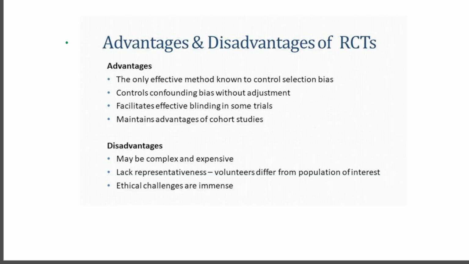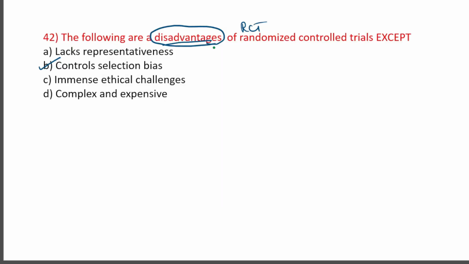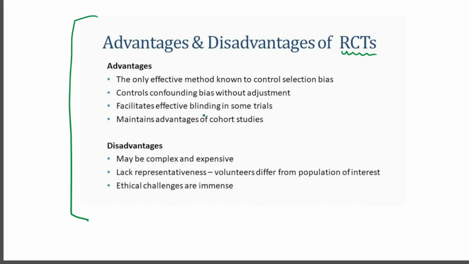Now let us have a clear overview of the advantages and disadvantages of RCTs, that is, randomized controlled trials. All the students, please be perfect with the advantages and disadvantages. First we will finish our question. The following are the disadvantages of RCT except that it controls the selection bias, because this is an advantage. Now see this chart. The first point itself says that the only effective method known to control selection bias is the RCT.